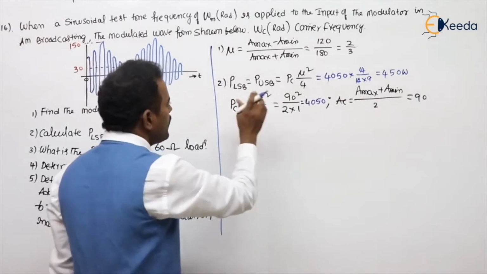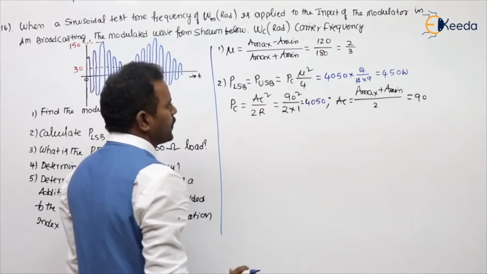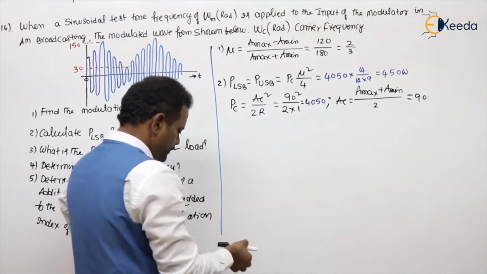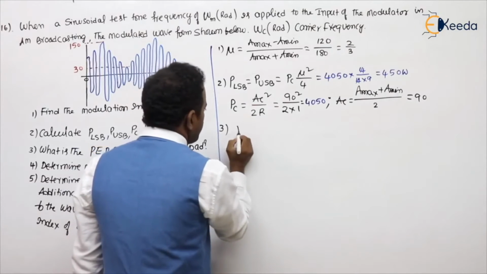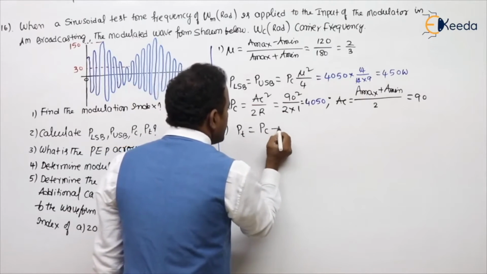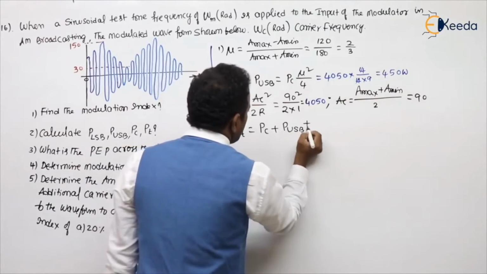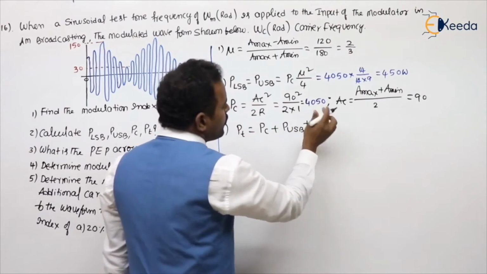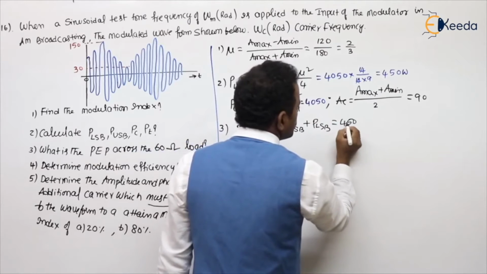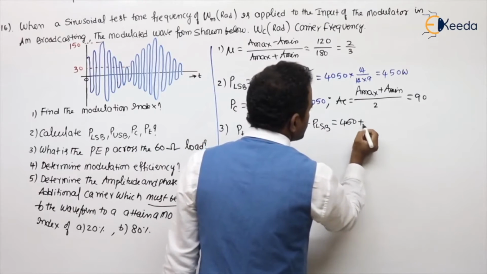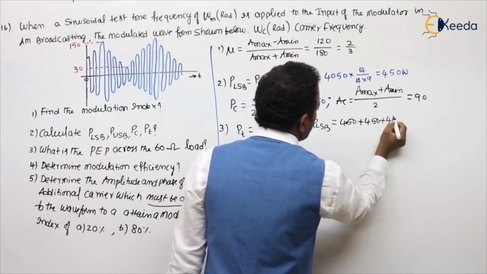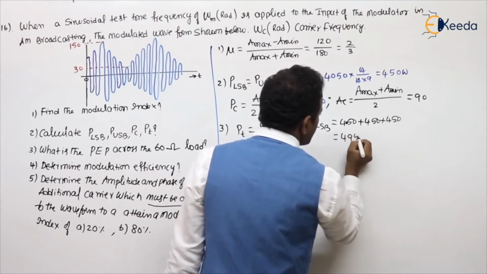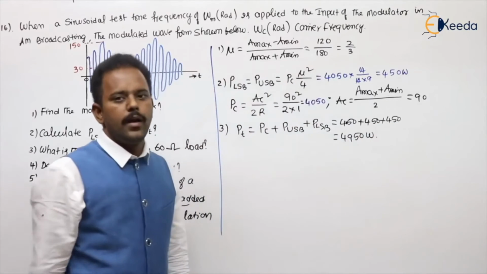Now, LSB you got, USB you got, carrier you got. Then what is asked next? Total power. Can I say total power PT equals PC plus USB plus LSB? What is the PC value? 4050 you got. Plus that value is 450 plus 450, which is 900. So the total is 4950 watts. Are you following my point?